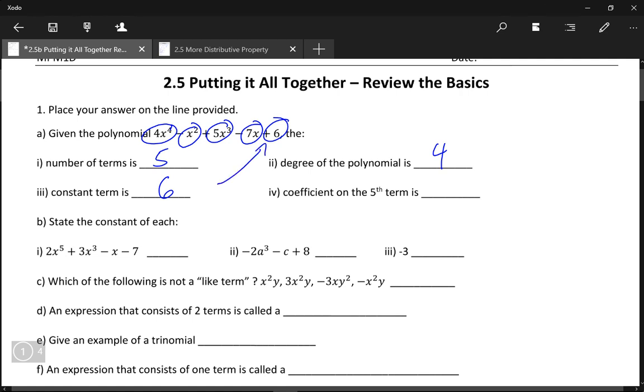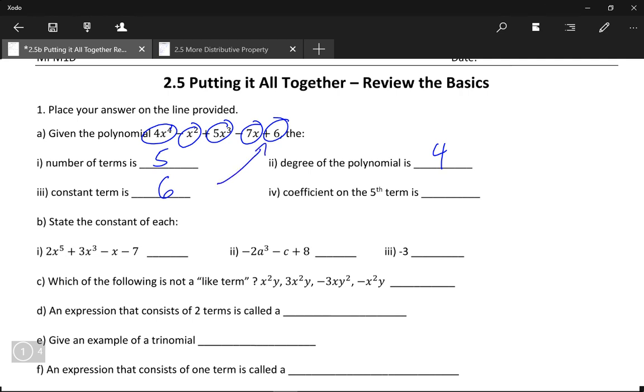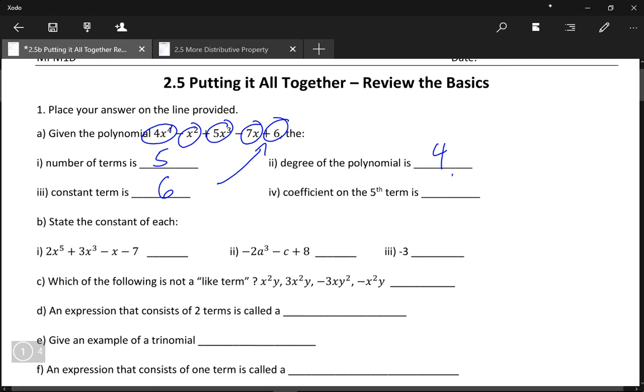And the coefficient on the 5th term that you see here in this order that we were given. Coefficient of the 5th term. Oh, it is my constant. Actually, no, it's just 6. There you go. Okay, Part B.